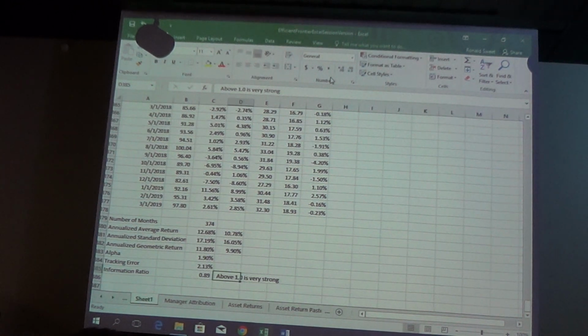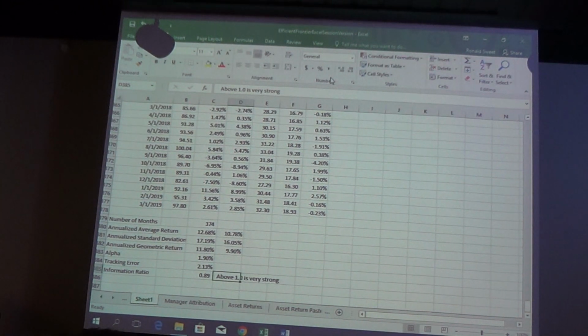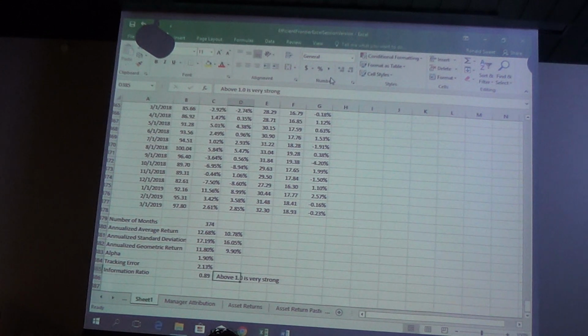In fact, it's rare to see anything. I don't know why they say 1's good, because it's rare. I think it's a t-statistic. If you remember your stats class, a t-statistic, if you're above 1, you can say, hey, it's not random chance, there's actually something going on here. That's the thought with the information ratio.